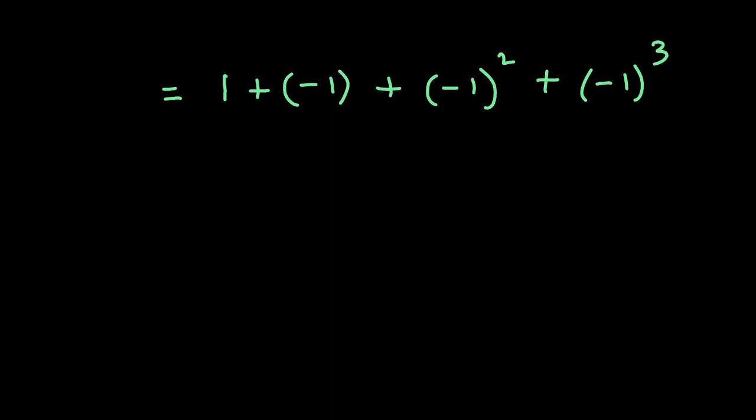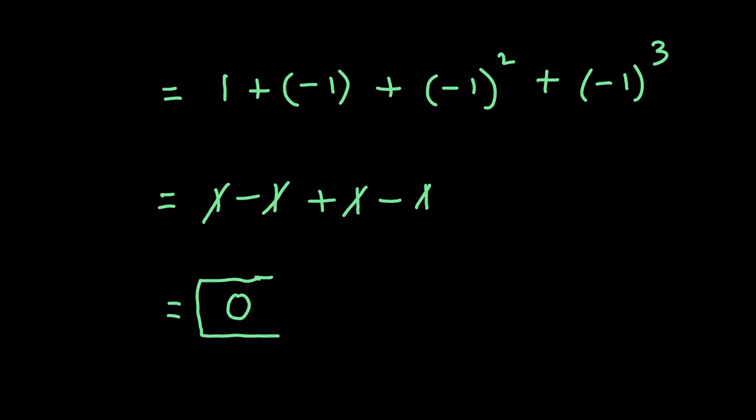Now we have equals 1 plus minus times is minus 1 plus minus 1 whole square gives us 1 and minus 1 whole cube gives us minus 1, and minus 1 times plus equals minus 1. So we have this 1 and this 1 cancels, and plus 1 minus 1 cancels, equals 0. So this is our required value for the given algebraic expression.